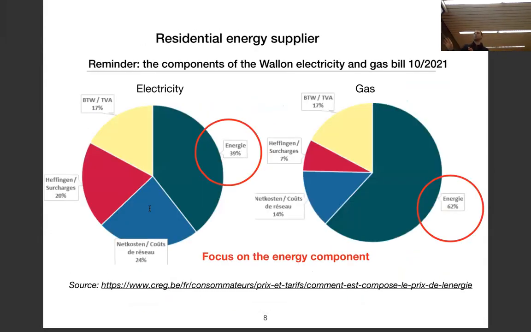So just a small reminder about the components of the electricity and gas bill. You have, of course, the energy part, so you need to pay for the energy, obviously, but also for taxes and distribution and transportation costs. And as an energy supplier, you cannot do anything about that part because the taxes are fixed, and also the transportation and distribution costs, and you just add them to the energy part. So when you are an energy supplier, what can you optimize?